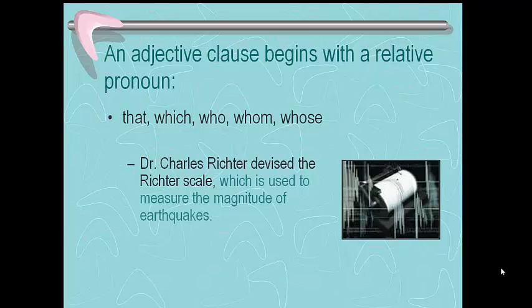Example: Dr. Charles Richter devised the Richter scale, which is used to measure the magnitude of earthquakes. Our adjective clause is highlighted in blue in this example. Which is used to measure the magnitude of earthquakes modifies scale. Scale is a noun, therefore this is an adjective clause. Notice that it begins with the relative pronoun which.